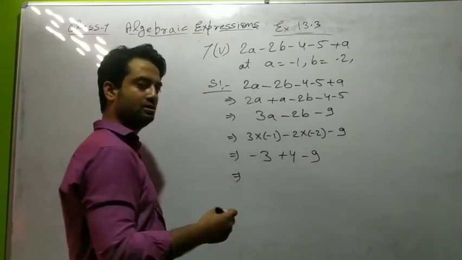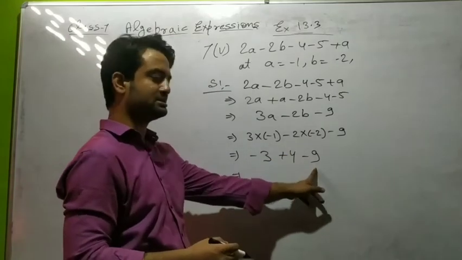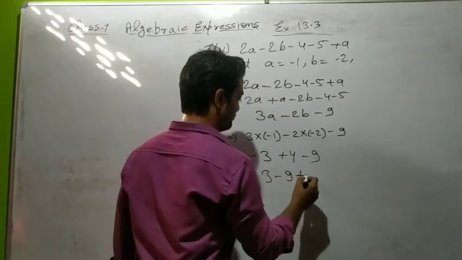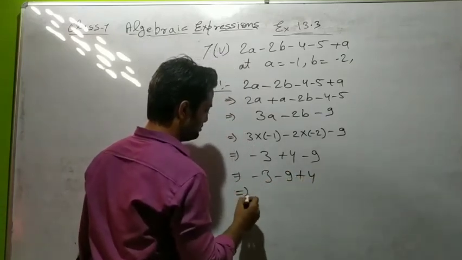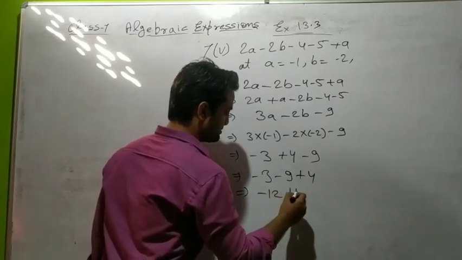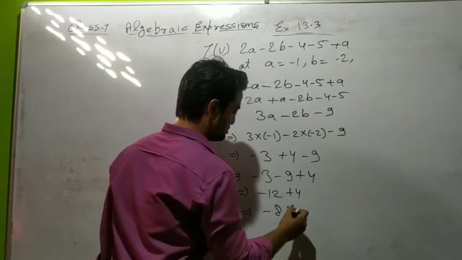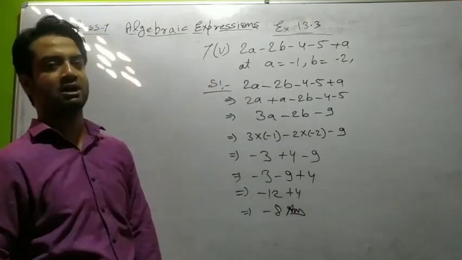So what we do? Now we will put minus 3 and minus 9 together. So minus 3 minus 9 plus 4. It means minus 12 plus 4. We get minus 8. So minus 8 is the answer.